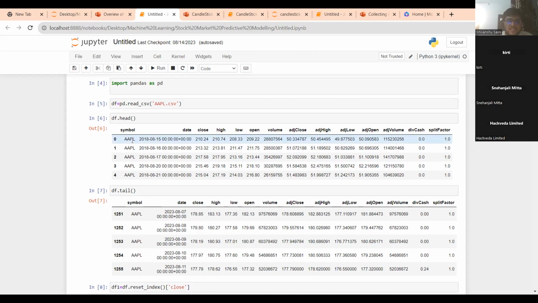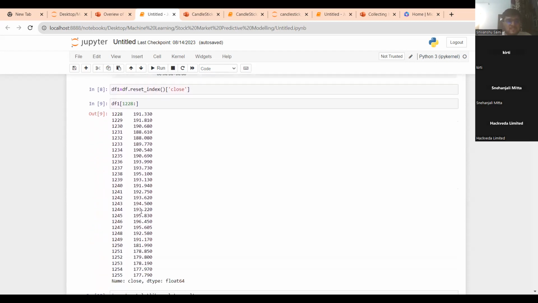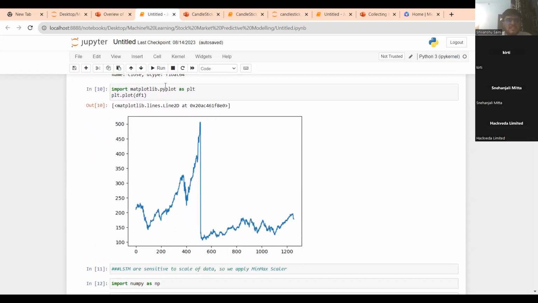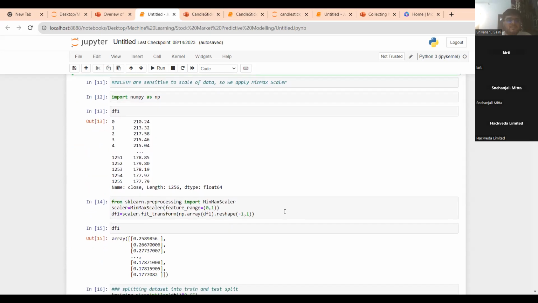Then df.head is used to show the first 5 lines of the data, and df.tail the last 5 lines of data. And then this is the stock price only. Then I imported matplotlib.pyplot as plt to draw the stock prices which are given in this CSV data. Now I am importing NumPy.